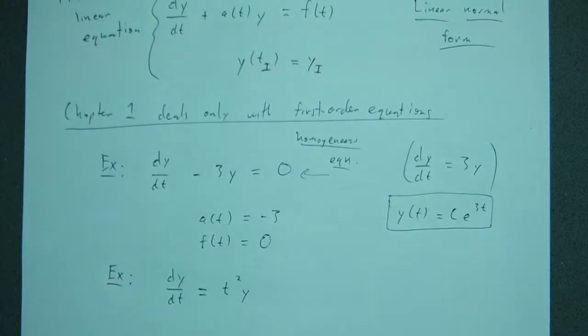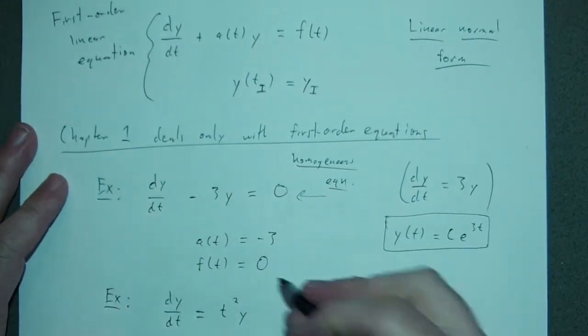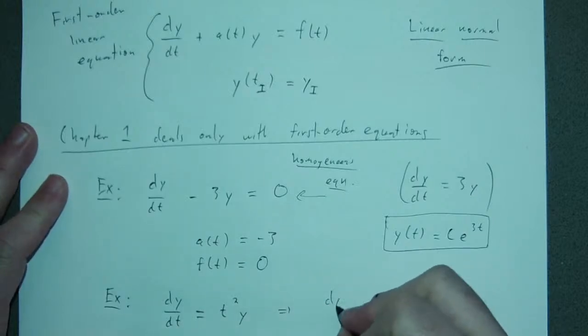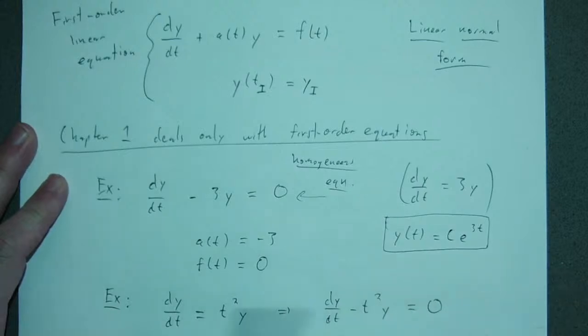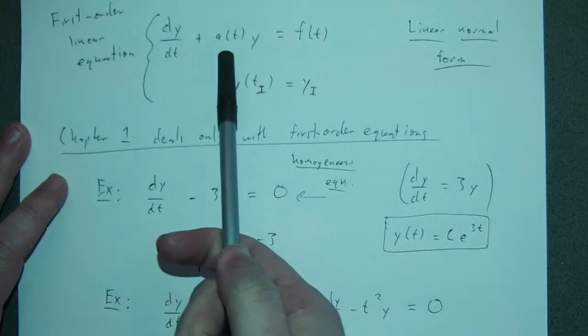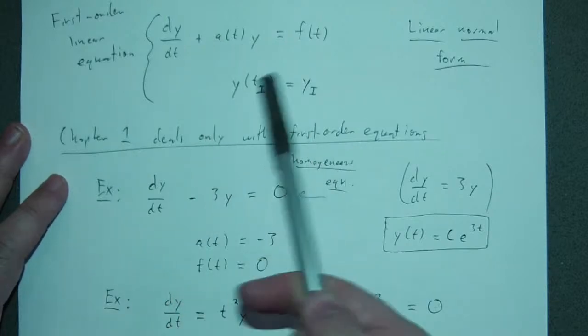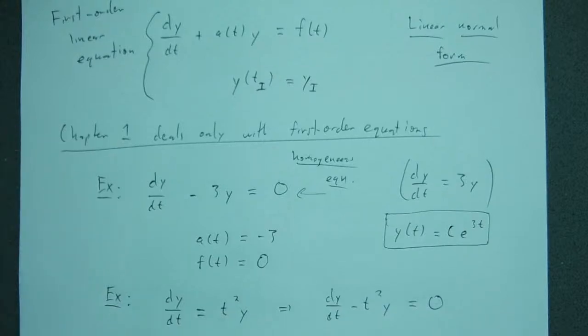Remember, don't get caught up in the fact that this is a t squared here showing up. That's not important for linearity. What's important for linearity is that it can be put in this form. All right, well, can it? Yeah, if I rewrite this as dy/dt minus t squared y equals 0, this is, again, a homogeneous equation. It's linear. It's dy/dt plus function of t times y is equal to some function of t, which in this case is just 0.